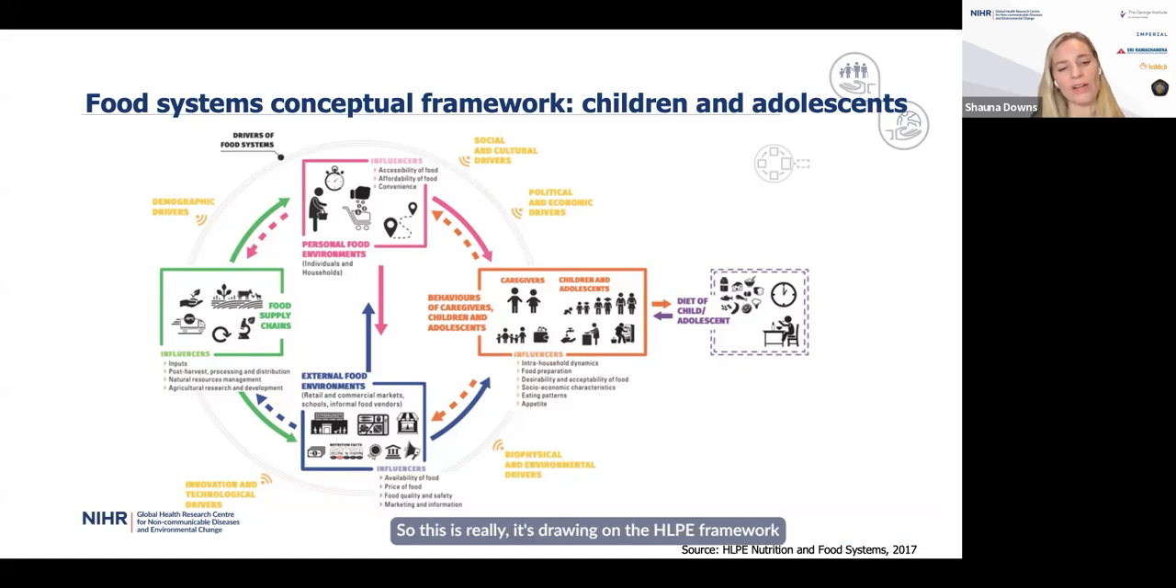So this is really drawing on the HLPE framework, and it has the drivers on the outside.